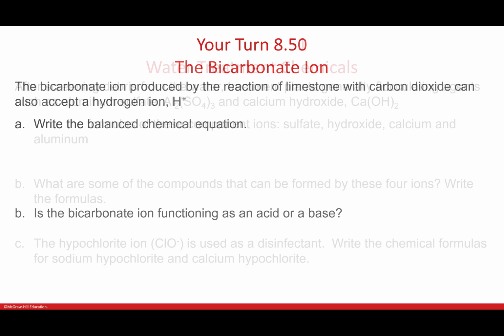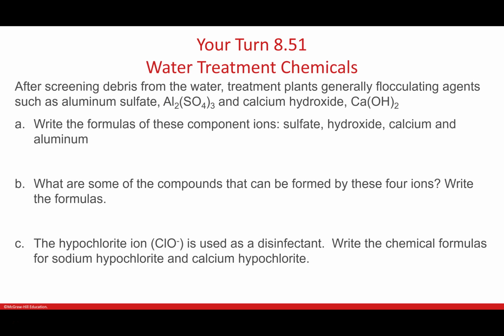So we're switching gears here now. We're actually gearing up towards a different topic. And the topic is going to be treating water so we can drink it, municipal water treatment plants. And there we're going to be dealing with these two chemicals, aluminum sulfate and calcium hydroxide. So the first thing I'd like to do, we'll go around the room, is I want to write what I call component ions. So for instance, Autumn, sulfate, what's the formula for the sulfate ion?